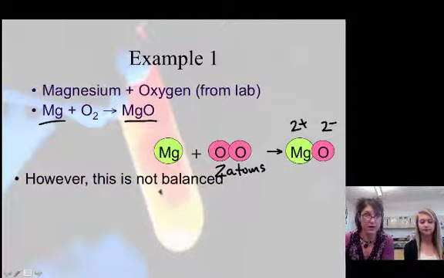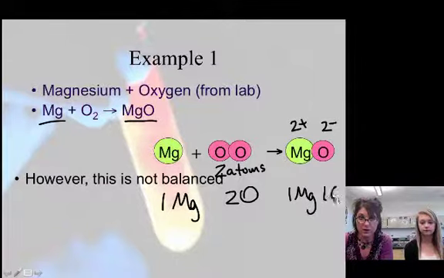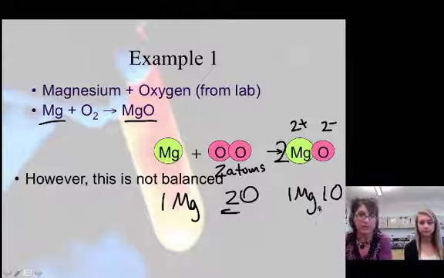So let's count some atoms. I have 1 magnesium and 2 oxygens. And then here, let me label these, magnesium and oxygen. And then here I have 1 magnesium and 1 oxygen. So I have to fix oxygen. Since I have 2 here, let's put a 2 out in front. All right? Okay. But when I do that, it changes what magnesium is. It changes both of these to 2.